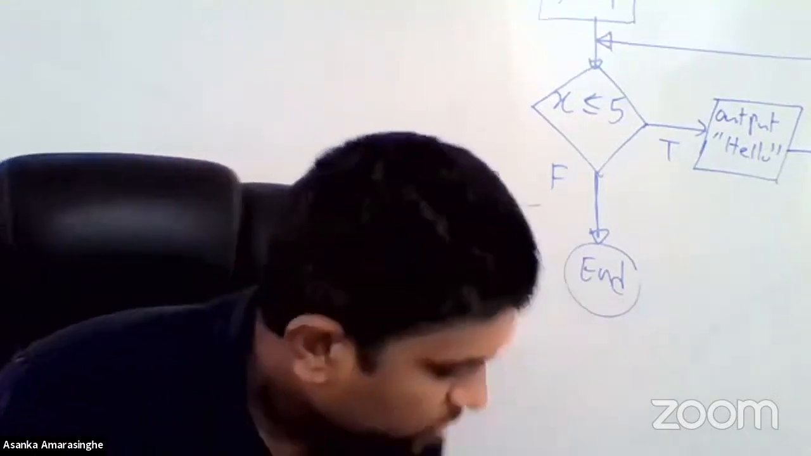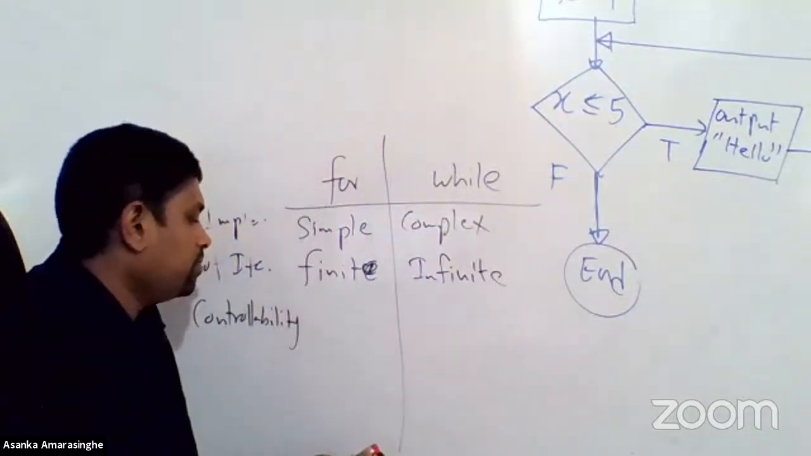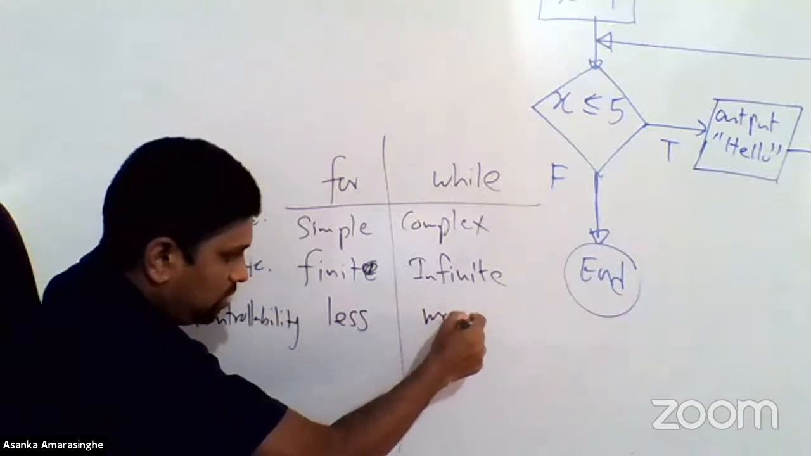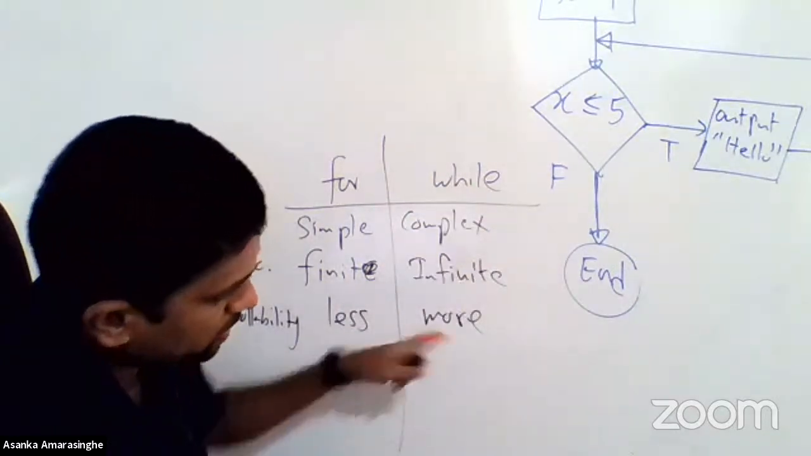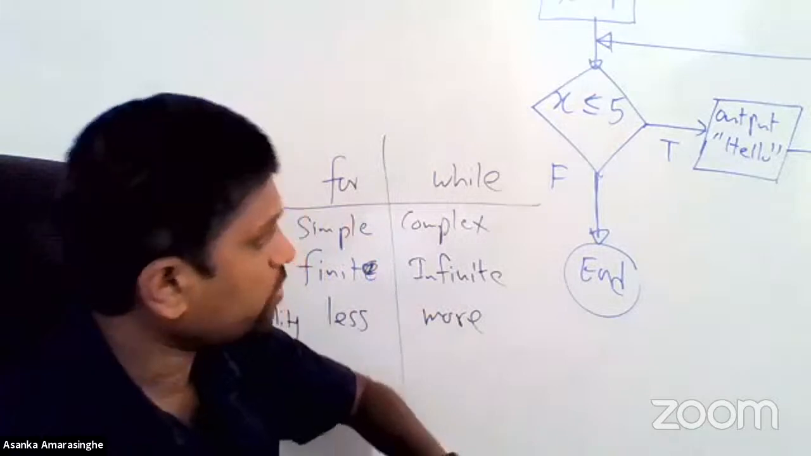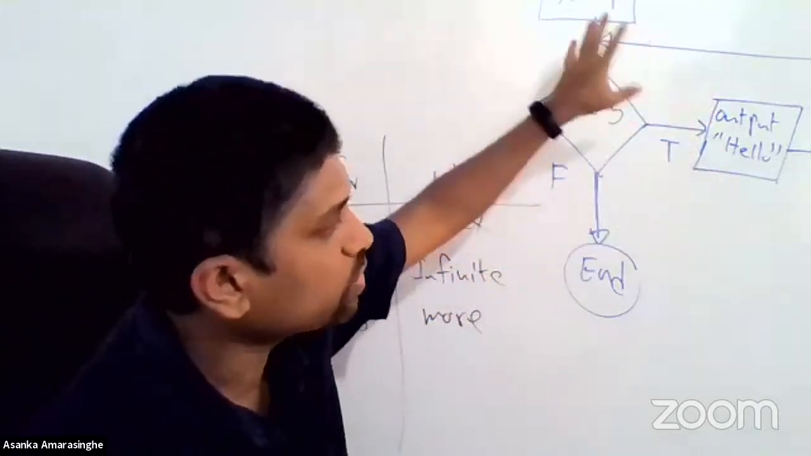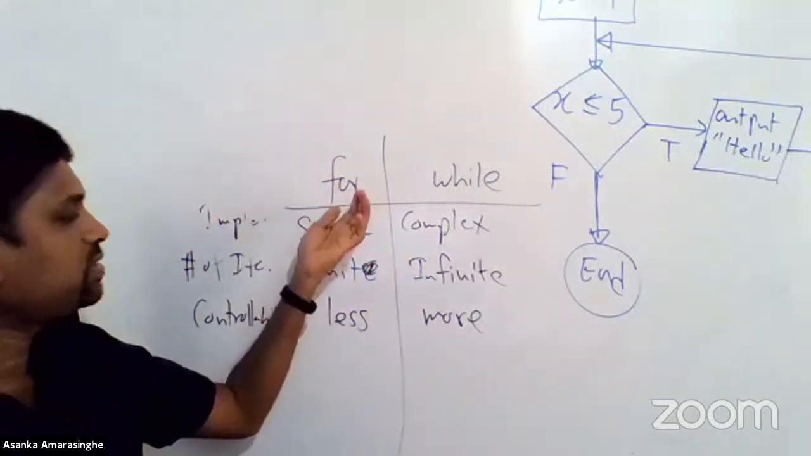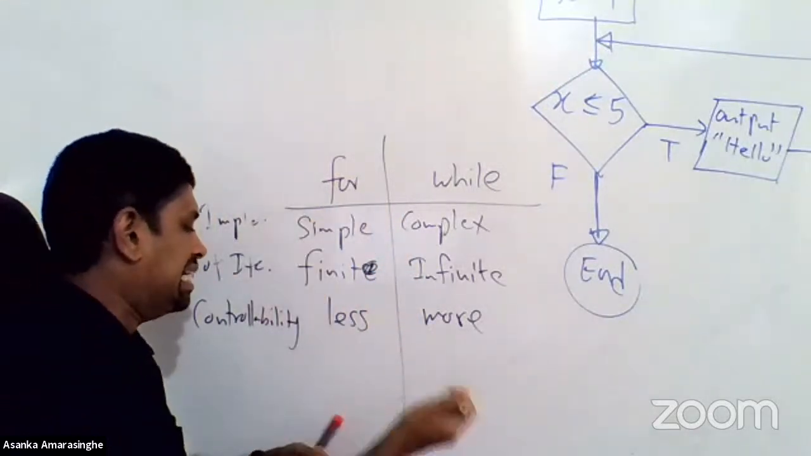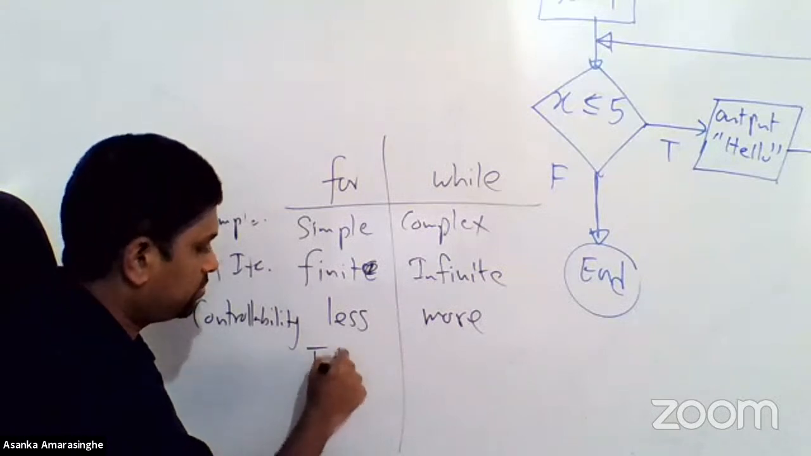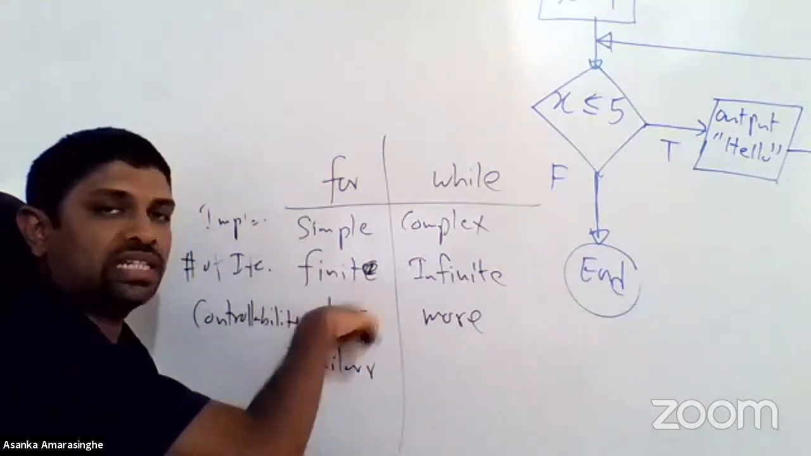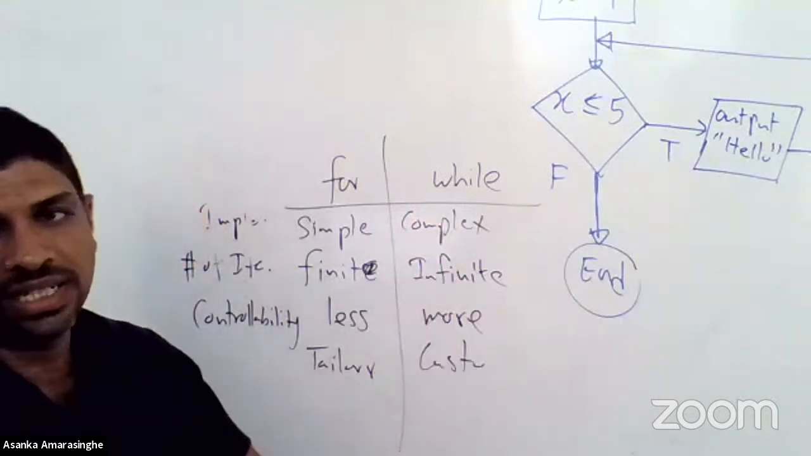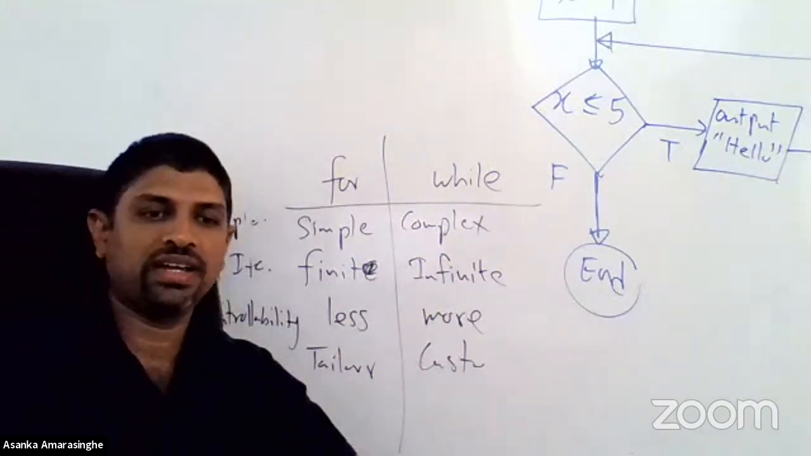Here also, when it is for, the controllability is less. But when you use the while statement, the controllability is more. You have to do everything, but you can control everything. Actually, the for statement is something like tailor-made. So this is a tailor-made loop. This is a custom-made loop. Custom-made, tailor-made, custom-made.